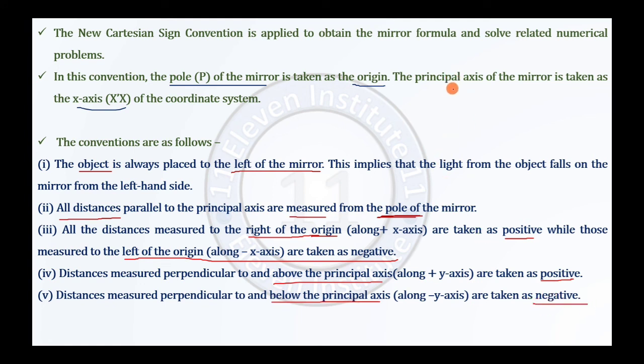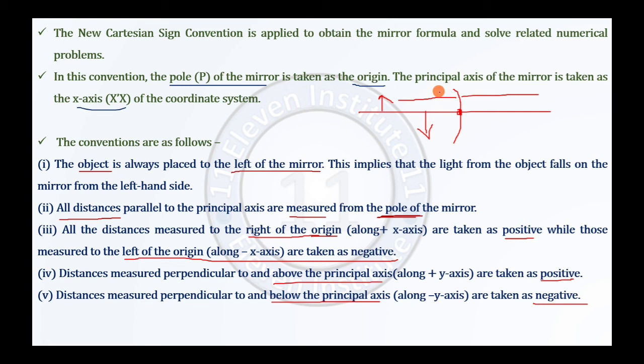So quite simple. Here I will summarize it. This is a mirror, this is a principal axis. Here is the object, it will be always placed on the left. Here is the pole, you will always start measuring from it. And suppose you get the image over here. So when I measure anything over the left side of the mirror, it will be negative. Why? Because I will start from the pole and I will measure it this side. So it will be negative. If I measure anything on the right side of the pole, it will be a positive value. If I measure anything above the pole like this, it will be positive. If I measure anything below the pole, it will be negative.